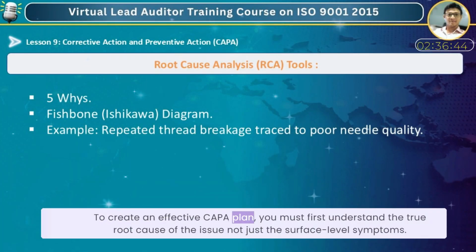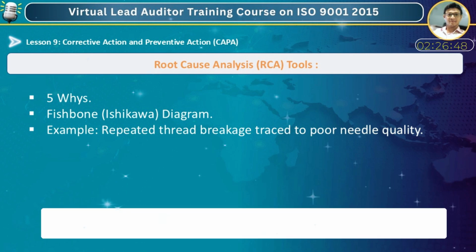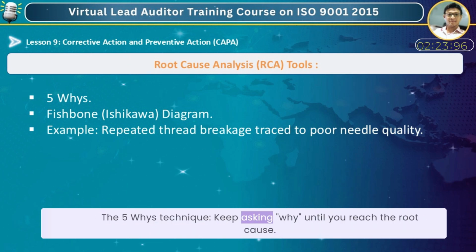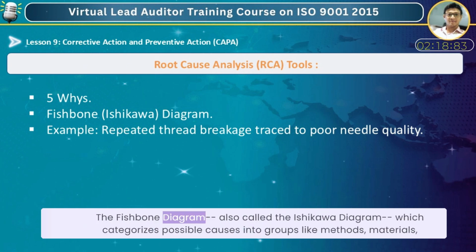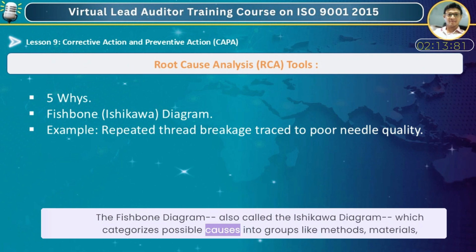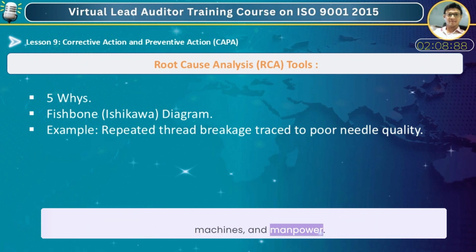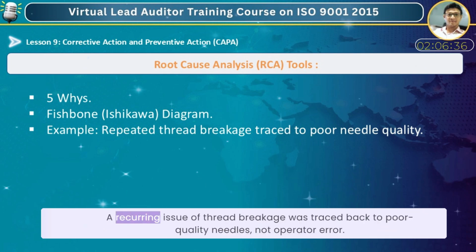To create an effective CAPA plan, you must first understand the true root cause of the issue, not just the surface-level symptoms. Two powerful tools used in RCA are the 5 whys technique: keep asking why until you reach the root cause; and the fishbone diagram, also called the Ishikawa diagram, which categorizes possible causes into groups like methods, materials, machines, and manpower. Example: a recurring issue of thread breakage was traced back to poor quality needles, not operator error.